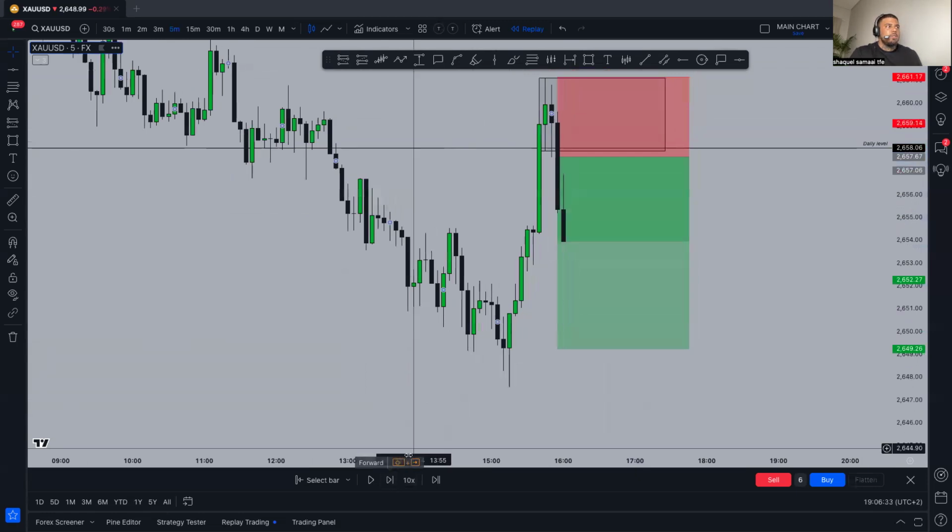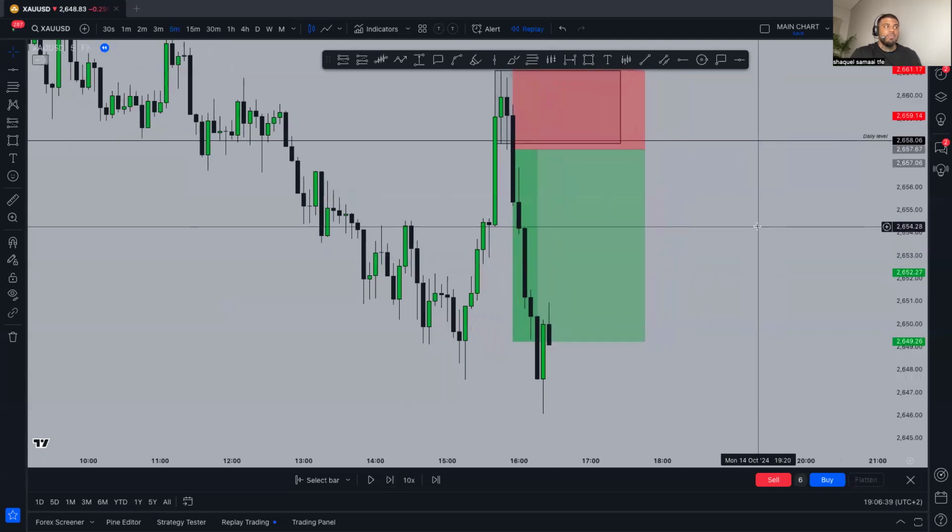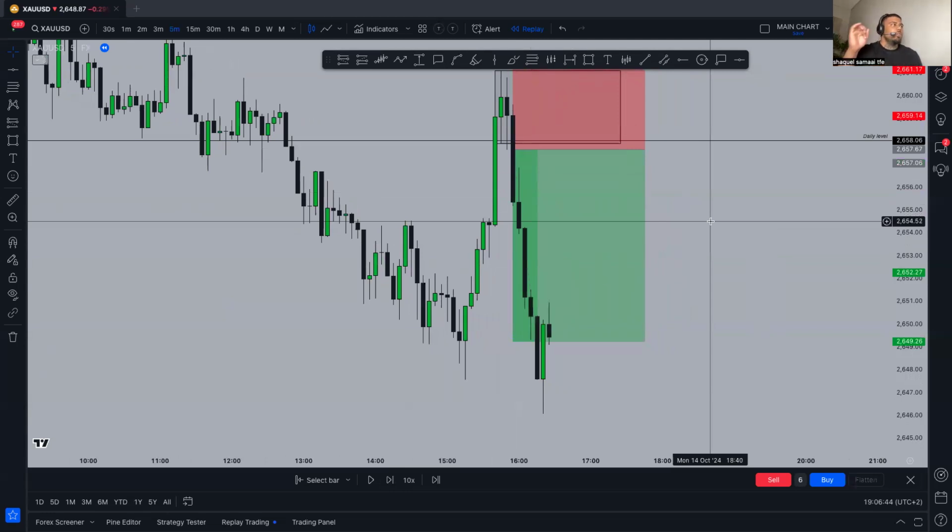Now, in this instance, you can see the market came back up, failed to come there, and actually dropped all the way down. Now, there are going to be times you get entries like this when the market just misses your entry. No entry is going to be perfect.